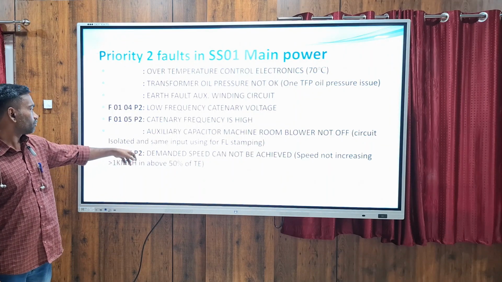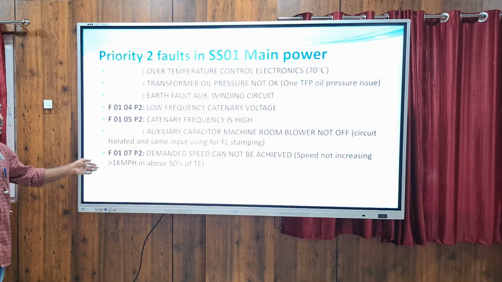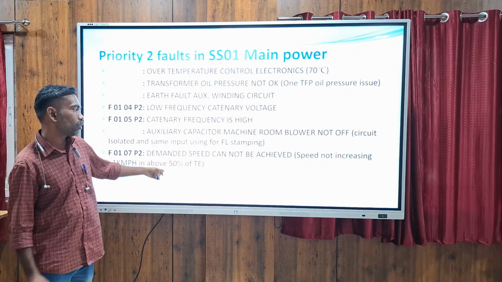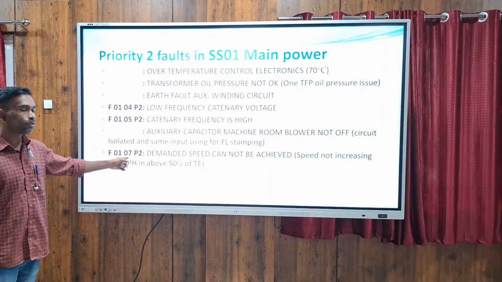Next is demanded speed cannot be achieved. Actually, the loco is getting creeping. Creeping is there, meaning after giving tractive effort of more than 50%, the speed is not getting increased. In that case, this fault will come.